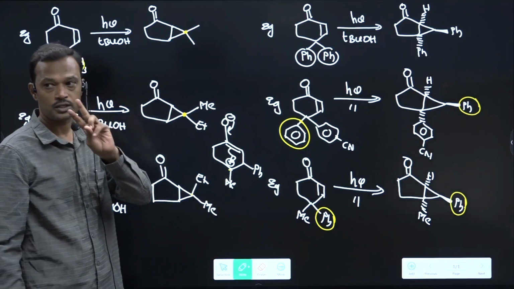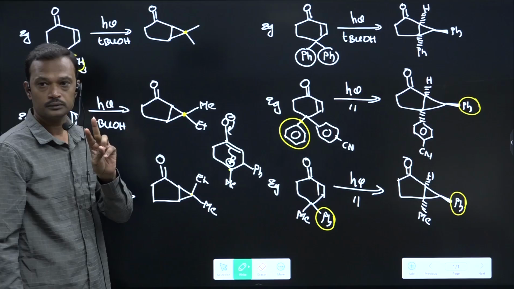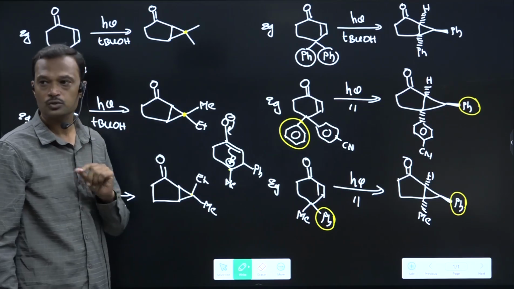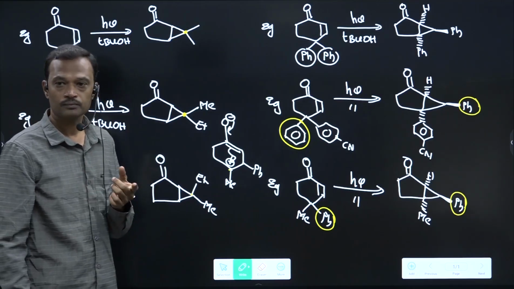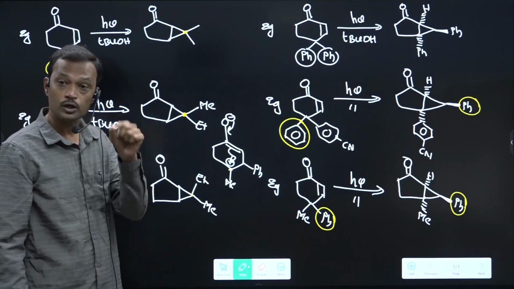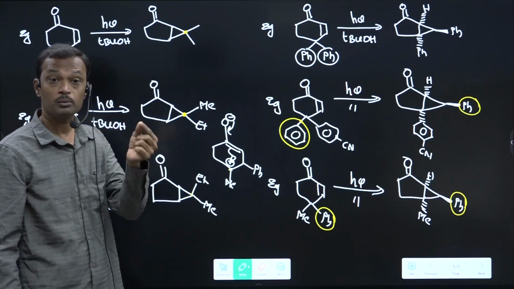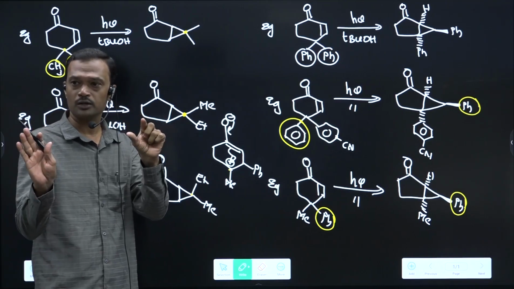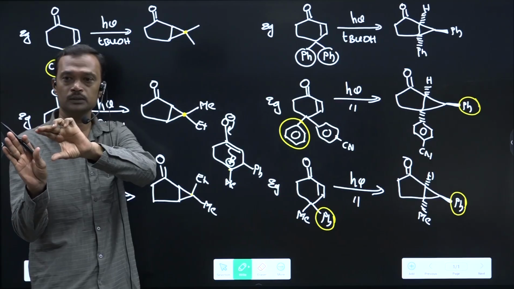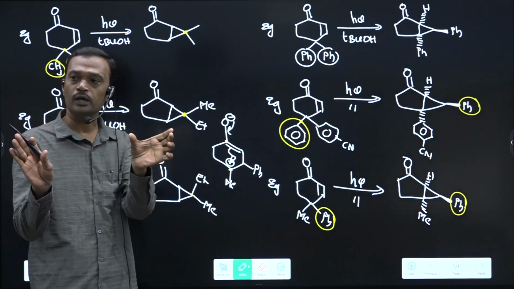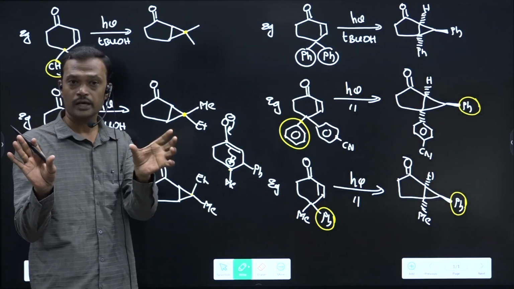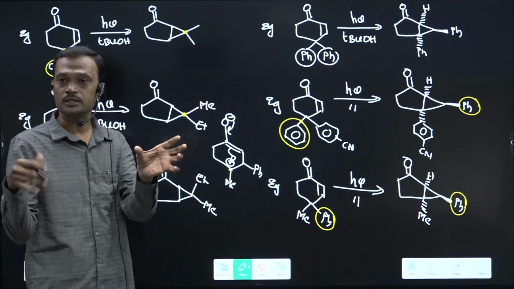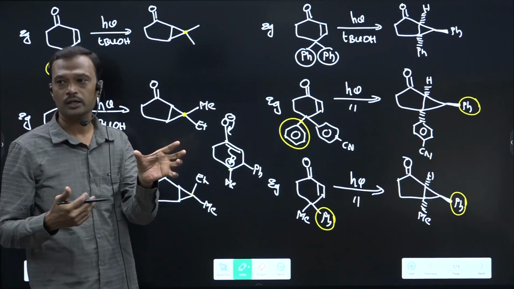Two types of cations we can generate: stable cation and unstable cation. Actually, which one we need to generate? If the reaction is very slow, the lifetime of the cation should increase, so then only it will take place slowly. But if the reaction is very fast and you create an unstable cation, the percentage cannot increase.